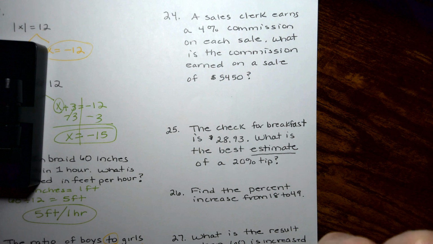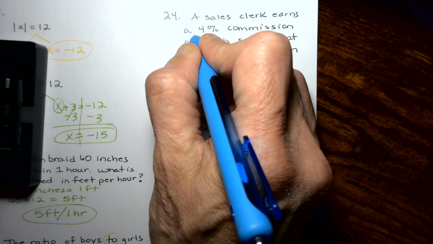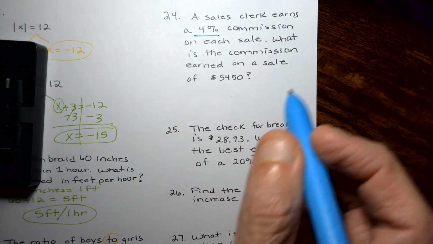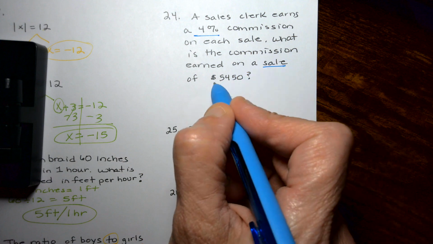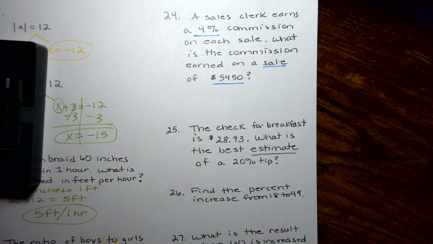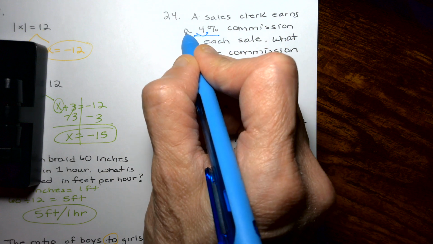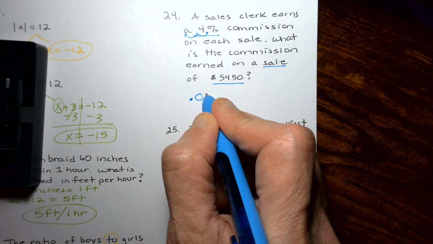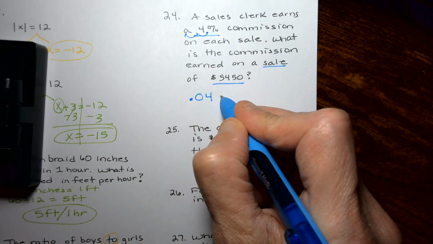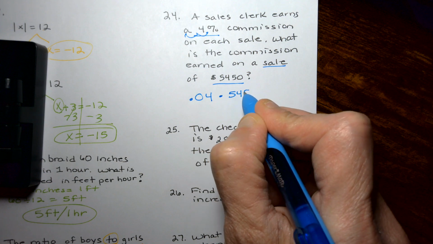So we need to look and say 4% of commission on whatever she sold. And it says she sold $54.50. So we have to change that to a decimal, and don't forget to go both 2 spots, not just one. So it's 0.04 times the 54.50.